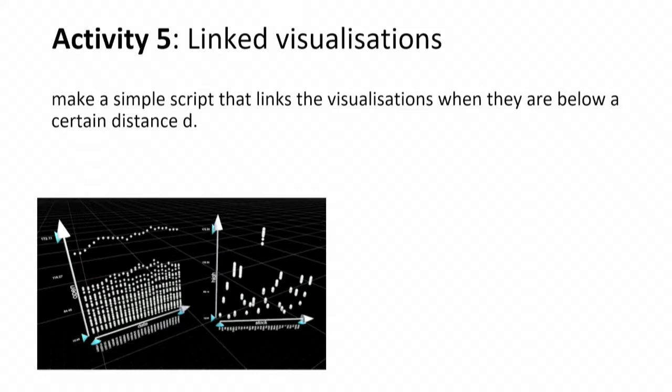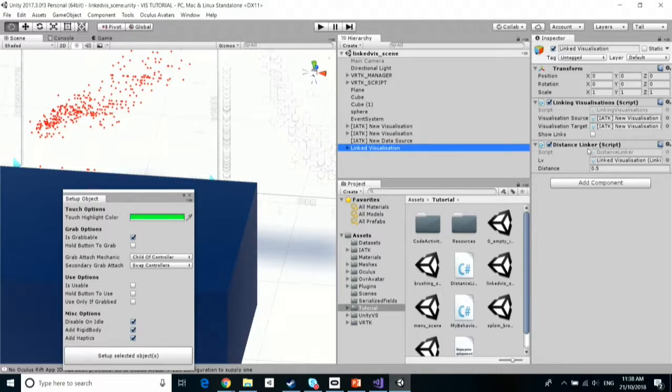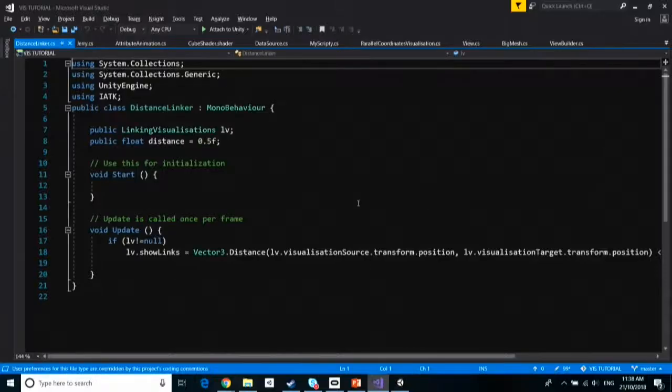So we made this little activity for the people who have their Unity running with the IATK, but I think I'll demo it live. Simply, I'm just going to show you how very simply you can write a very simple MonoBehaviour script that Andrew was demonstrating just before, and control the appearance of the links between the two visualizations when they are within a distance threshold. Here I created this script that I called the distance linker.